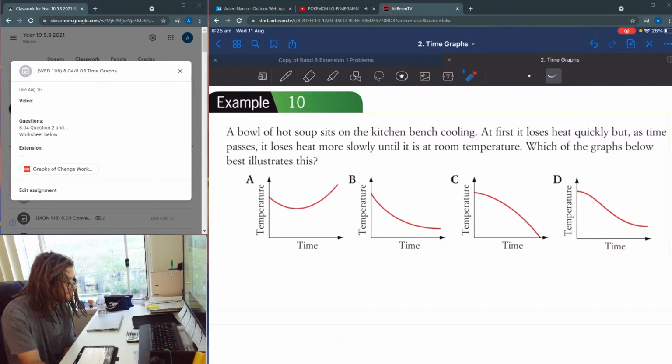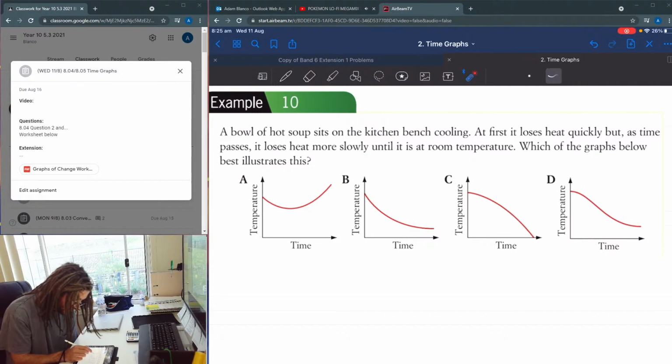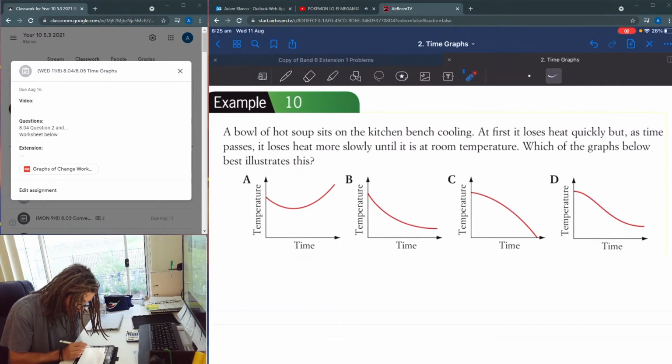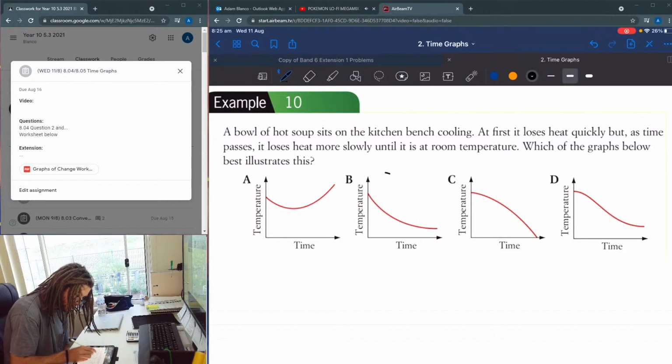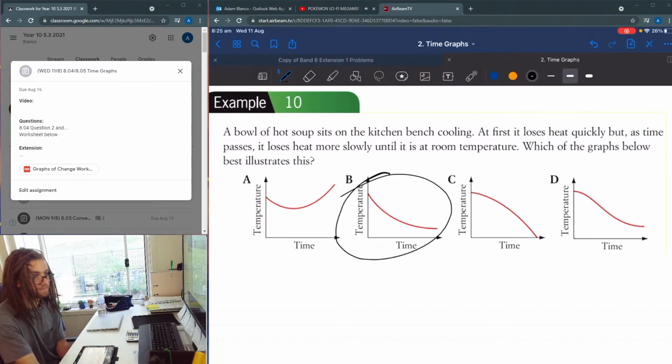So I guess there's an argument for either B or C, but I'm pretty sure you'll find that if you're drinking a cup of coffee or something, it'll start cooling down very, very fast, and then it'll just kind of plateau. So the argument is the best one for B.